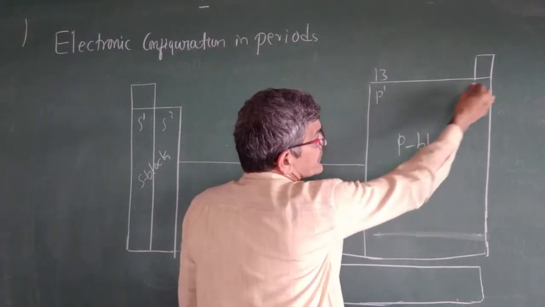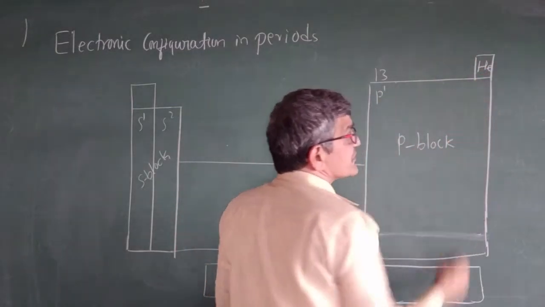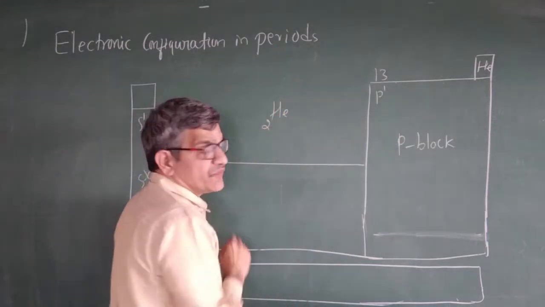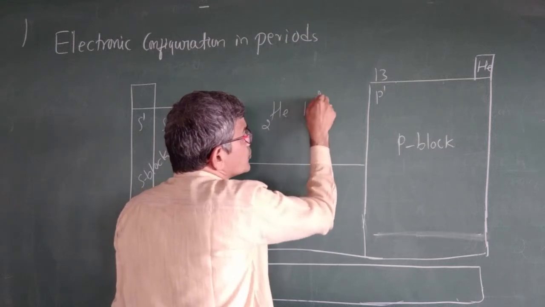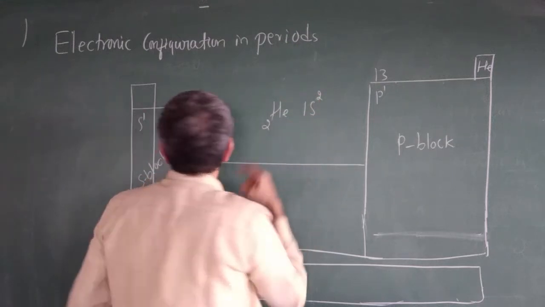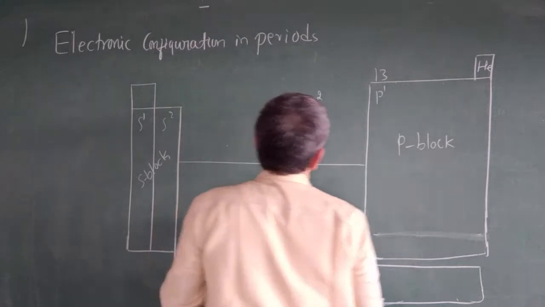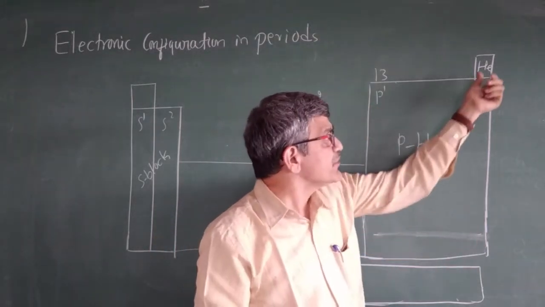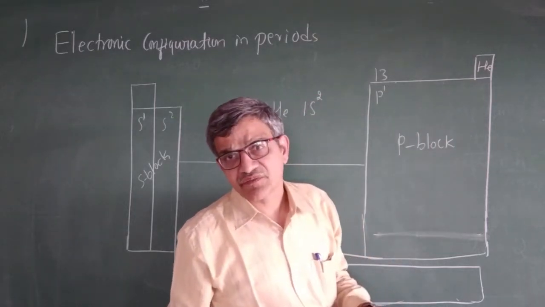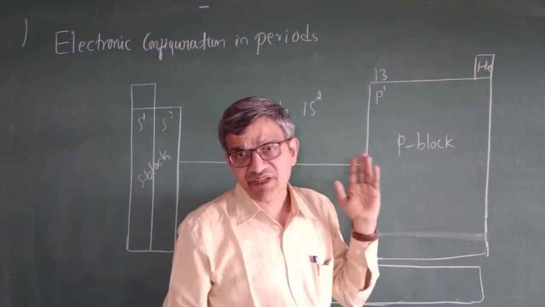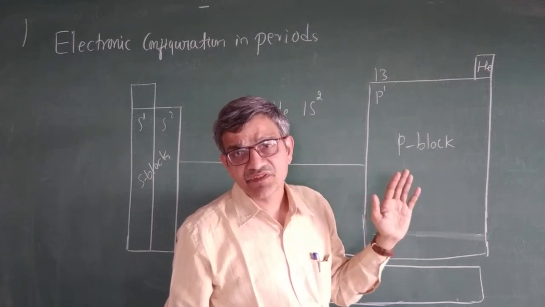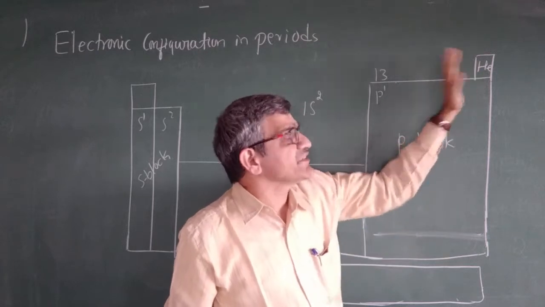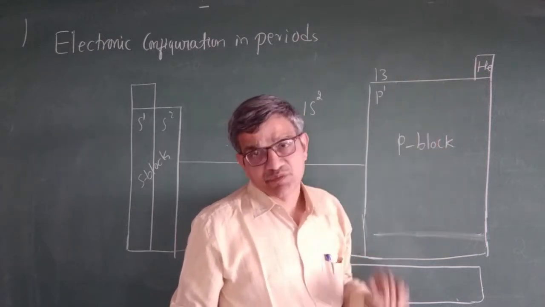Similarly here also, the exception is helium. Helium has atomic number 2, so 1s2. It should belong to the s block, but it is considered a p block element. That is the exception because it is a stable configuration. The first shell, the K shell, is completely filled. It is inert, so it is in the noble gas category and shows the properties of a noble gas. Hence it is placed in the 18th group.